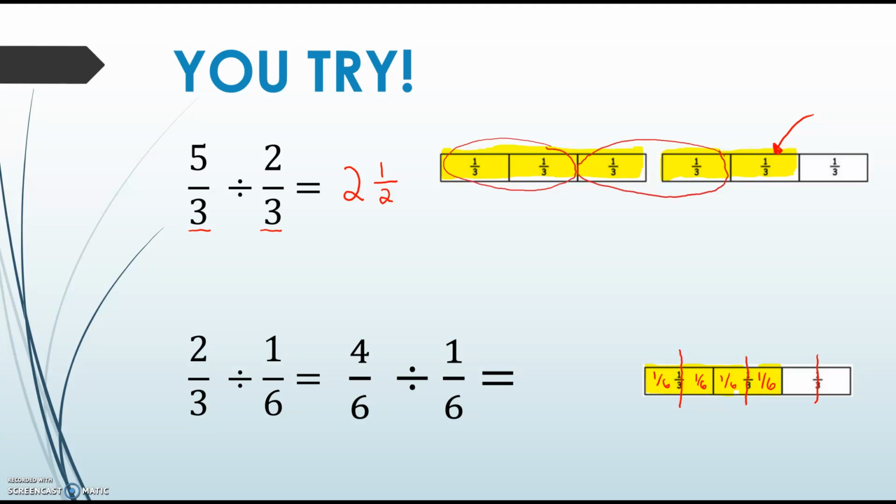So every time I see a 6th, I'm going to circle it because that makes 1 group. And I have another 6th. I can make a 2nd group, a 3rd group, and I have enough left over here to make a 4th group. So the answer to this problem is 4. I can make 4 groups from 4/6 when each of the groups has an equal size of 1/6.